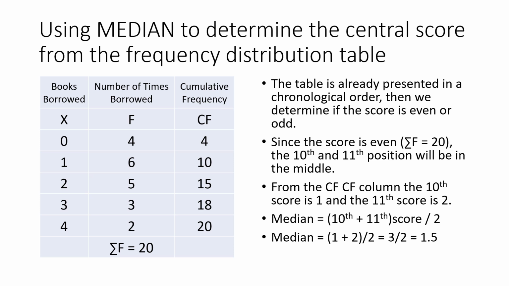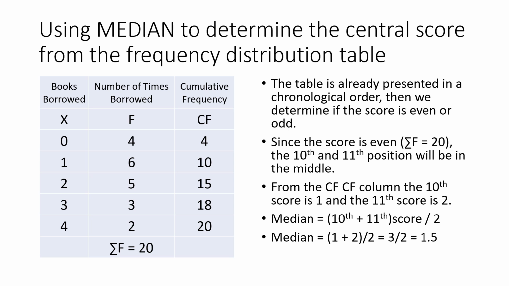So what we need is the 10th position, where the score is 1, and the 11th position, where the score is 2. This led us to what we have here, which is 1 plus 2. Since it's even, we have to add these two scores together, then divide by 2. So 3 divided by 2 is equal to 1.5. We are asked, how often do children borrow books in this school? They borrow a book on average, if we use the median, 1.5.